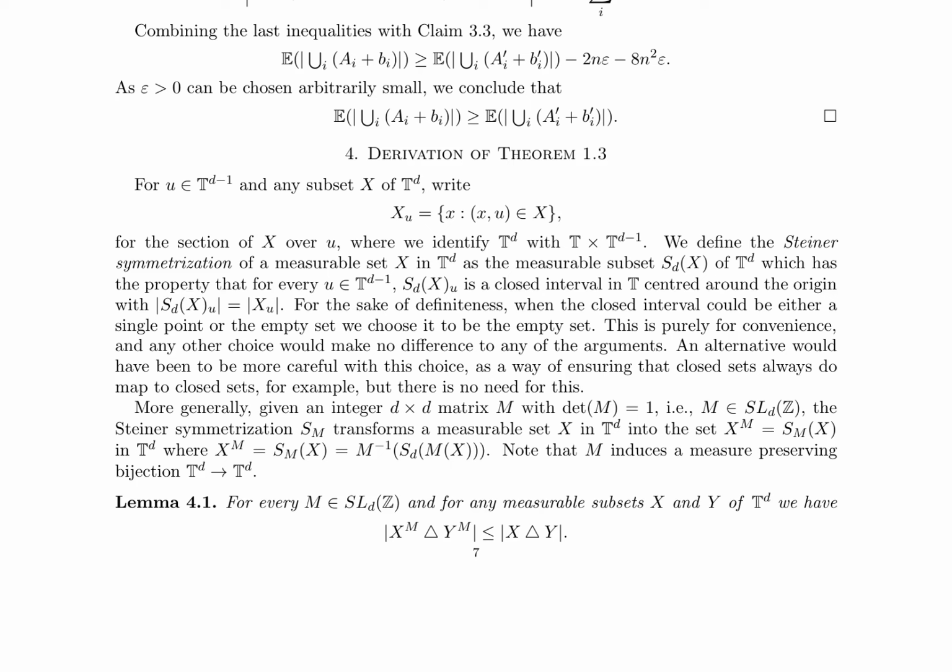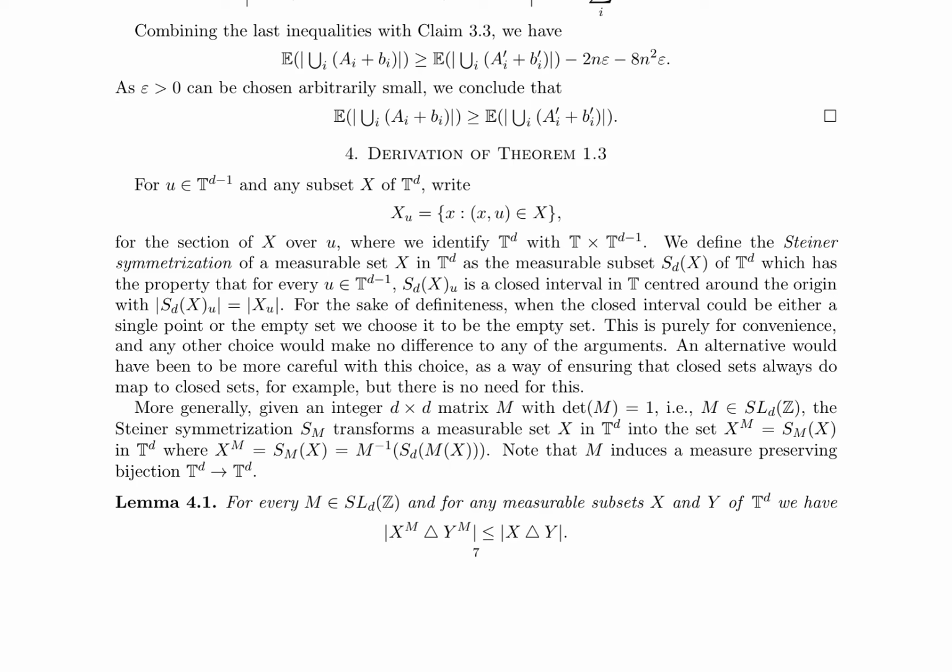The concept of Steiner symmetrization of a measurable set X in T^d is then introduced, denoted as S_d(X), which is a measurable subset of T^d that has the property that for every u element of T^(d-1), S_d(X)_u is a closed interval in T centered around the origin with the same measure as X_u. The Steiner symmetrization is generalized to an integer d times d matrix M with det(M) equals 1, denoted as S_M, which transforms a measurable set X in T^d into the set X_M equals S_M(X) in T^d. It is noted that M induces a measure preserving bijection T^d to T^d.